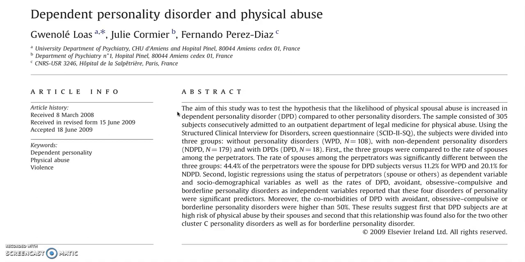So remember, at the beginning of the abstract, they said that the aim was to test the hypothesis that the likelihood of physical spousal abuse is increased in dependent personality disorder. And then they say at the end here that these results suggest first that the dependent personality disorder subjects are at high risk of physical abuse by their spouses. So that means that this hypothesis that they mentioned at the beginning was actually correct, that it was confirmed that it was true. And of course, then they also discuss a little bit more about that.